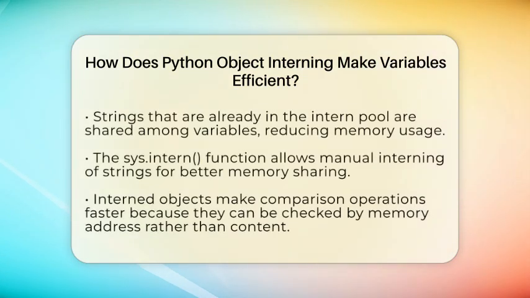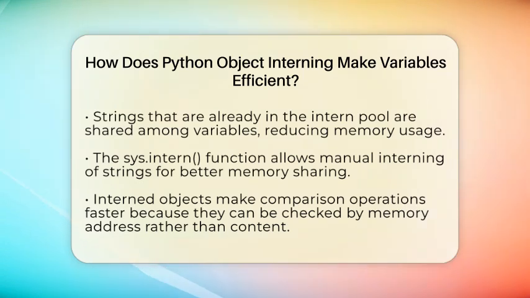For example, small integers from -5 to 256 are automatically interned. If you assign a variable to the number 10 twice, both variables point to the same object in memory. This saves space because Python doesn't create two separate copies of the number 10.